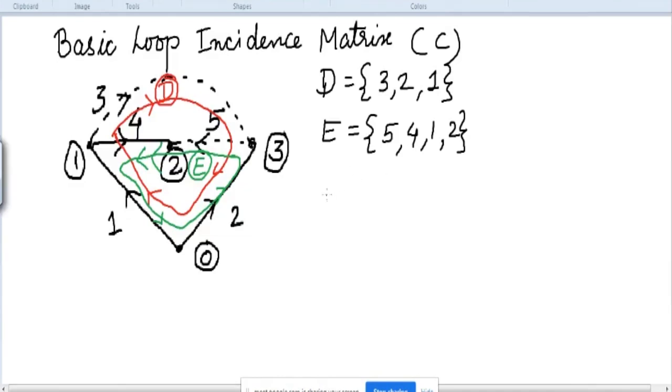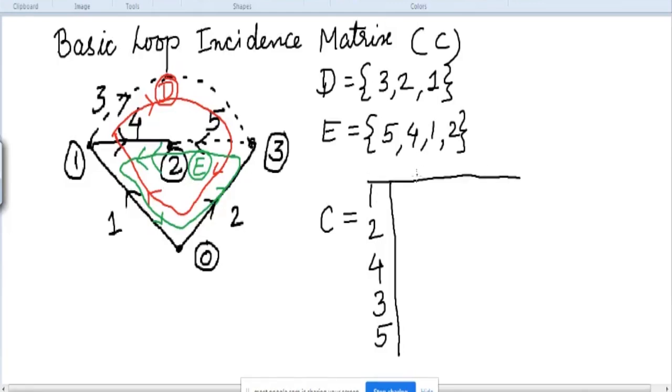So let us write the matrix then. This matrix is given by C, and C is equal to 1, 2, 4, 3, 5, because 1, 2, 4 are branches and 3 and 5 are links. And then we will write D and E here, because these are the basic loops. So only D and E columns will come, the rest of the columns will not come.